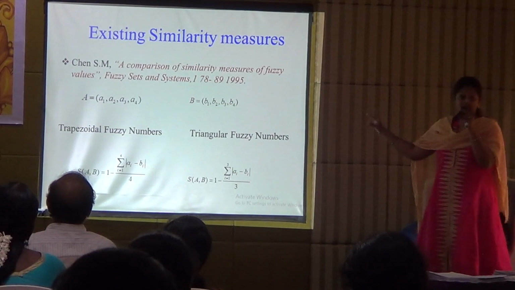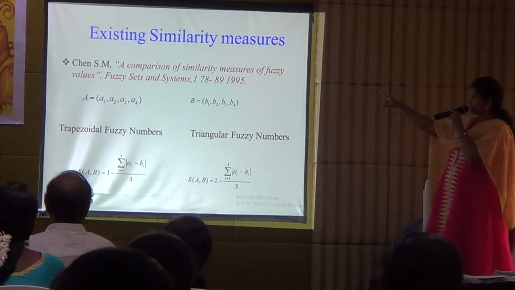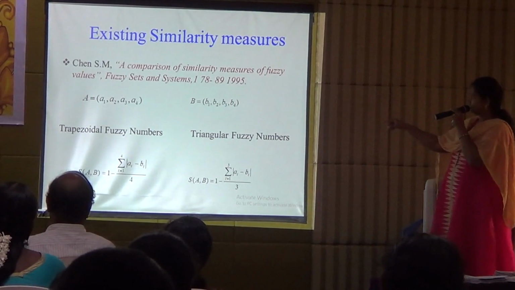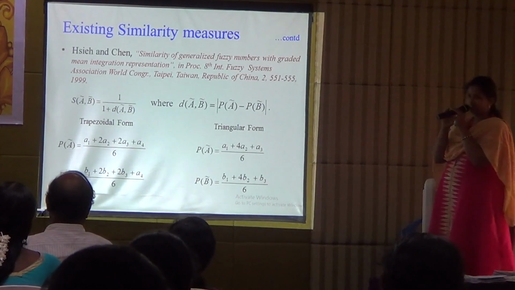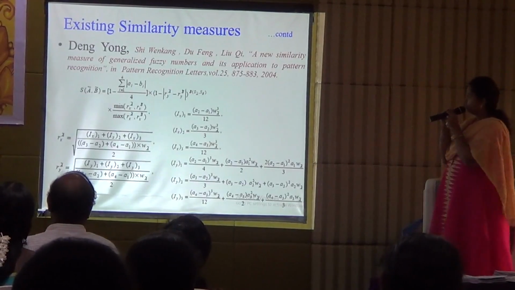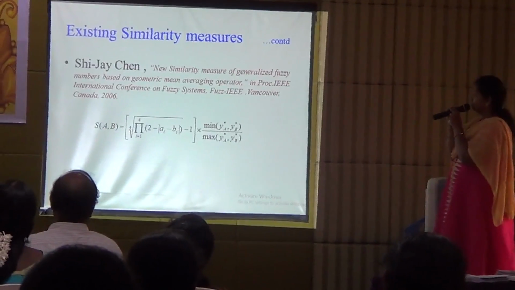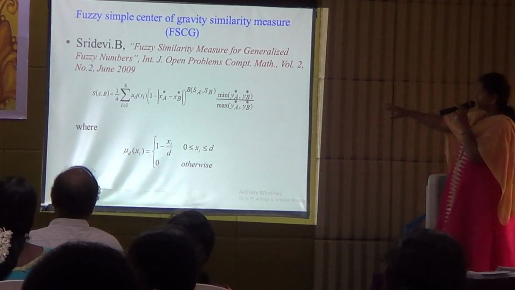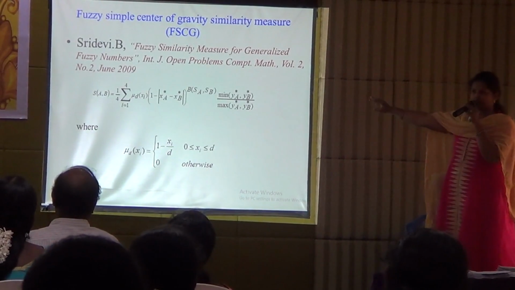So these are the existing measures I considered. The first measure is defined by Chen. The second measure is Hsieh and Chen. Third is Shi-Jay Chen and Shyi-Ming Chen. Fourth one is Deng Yong. Fifth one is Shi-Jay Chen. And this is the measure my guide defined.